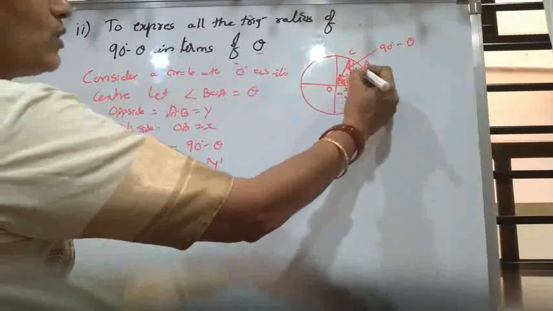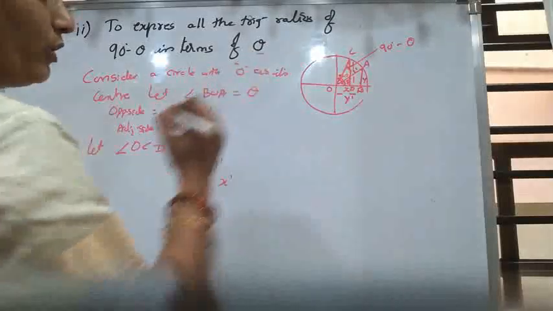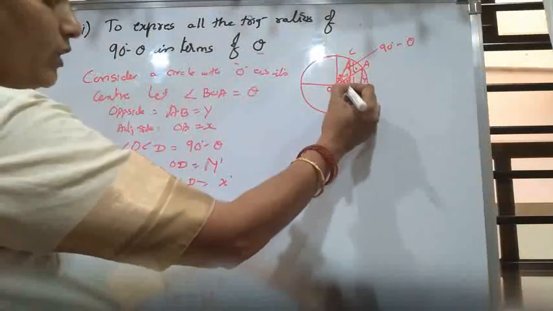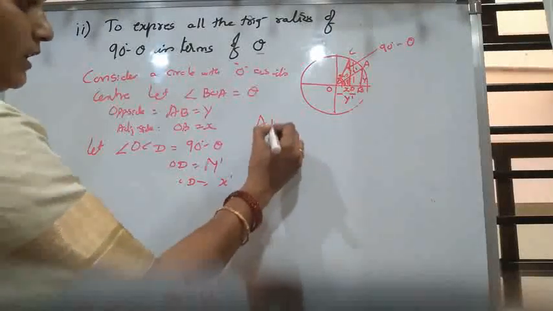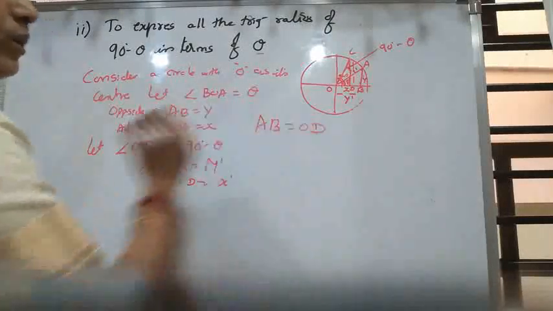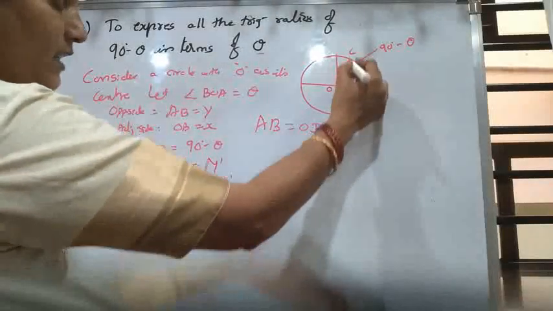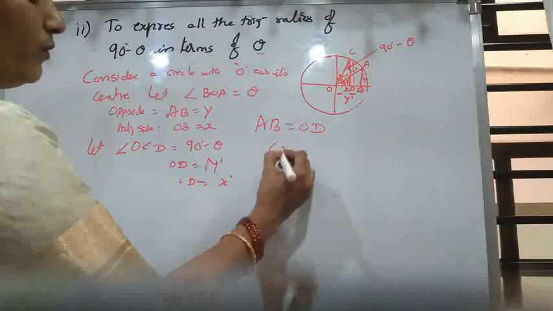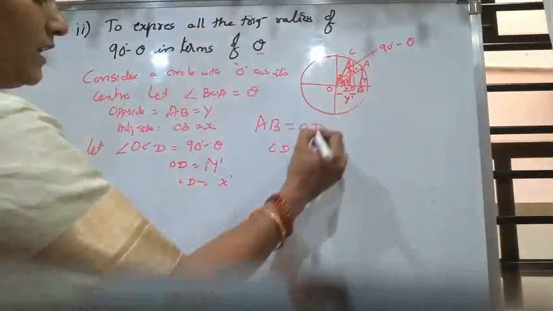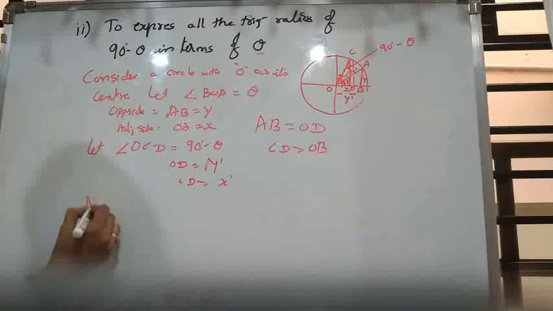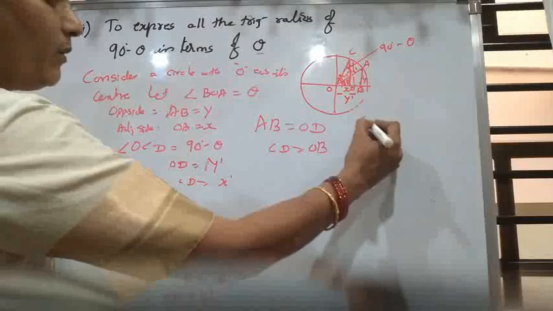Since these two angles are congruent, I can say this AB length is equal to this OD. AB is equal to OD. And the side adjacent to this, CD, is equal to OB. Okay. Now, for sine theta, what will you write?